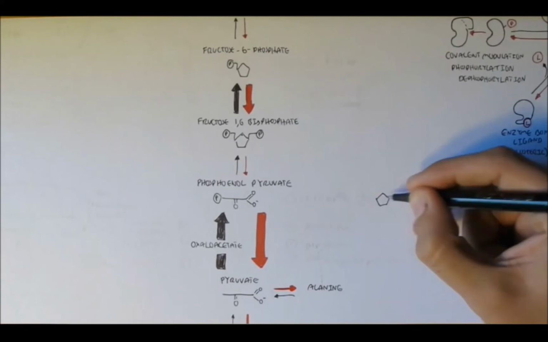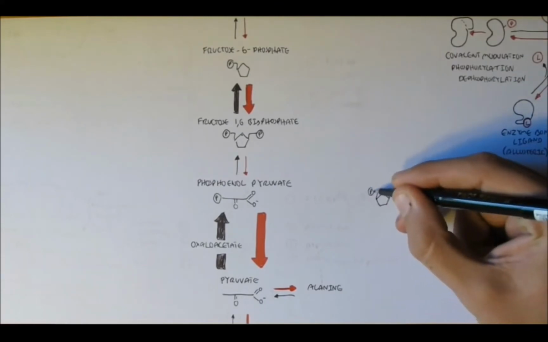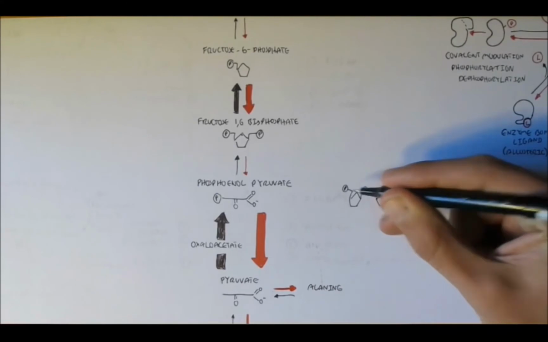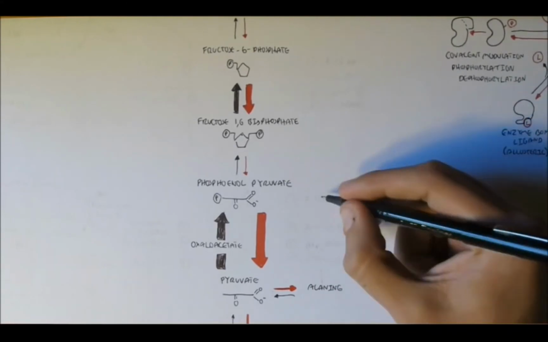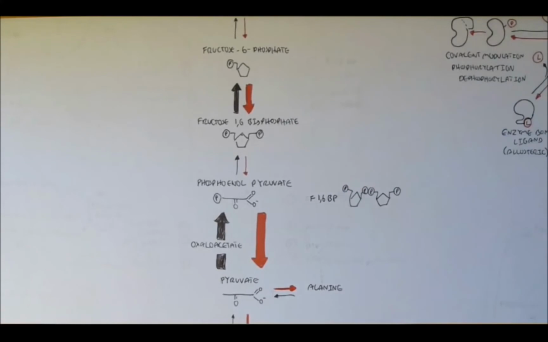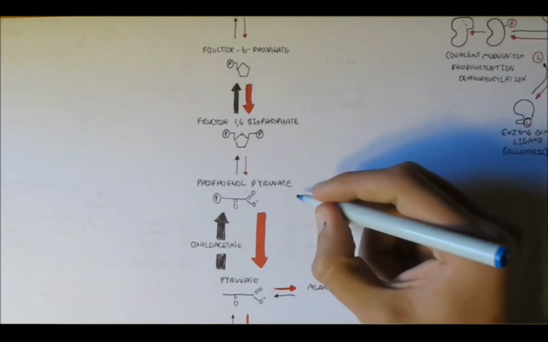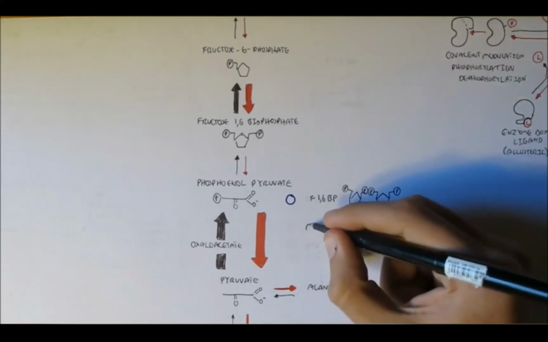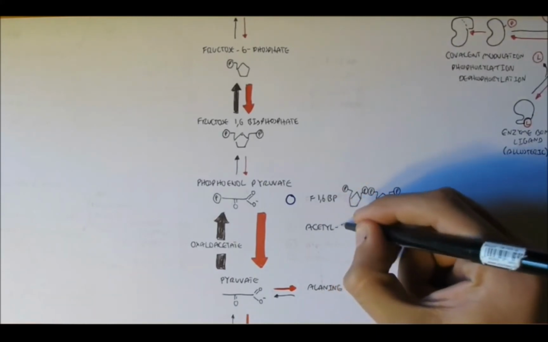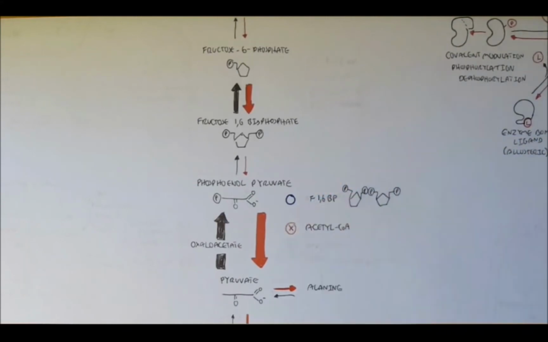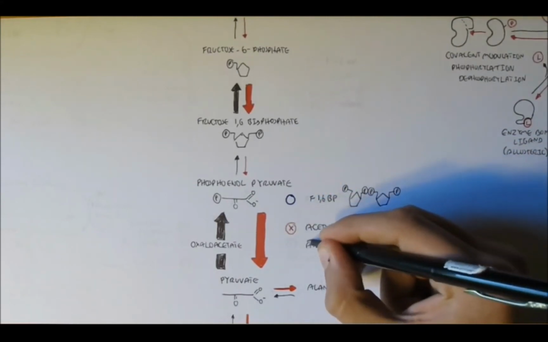And part 3 is a conversion from phosphoenol pyruvate to pyruvate. So let's look at glycolysis first. High amounts of fructose 1,6-bisphosphate will stimulate the activity of pyruvate kinase. Because you have so much of fructose 1,6-bisphosphate, you want to proceed with glycolysis. However, high amounts of acetyl-CoA will inhibit pyruvate kinase. Because if you have a lot of acetyl-CoA, why do you want to make more acetyl-CoA from pyruvate?